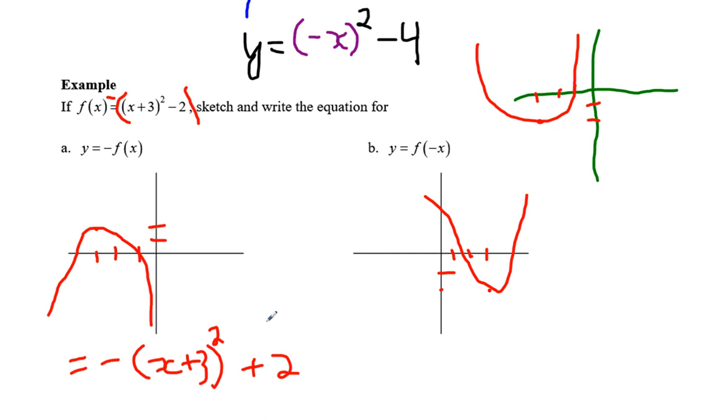Now, how difficult is it to get a y-intercept? Not terribly. I mean, what's the definition of a y-intercept? When x is 0. 0 plus 3 is 3. Squared is 9. Minus 2 is 7. This guy is going to cross right here at 7 and cross right here at 7. So lo and behold, the invariant point would be (0, 7).